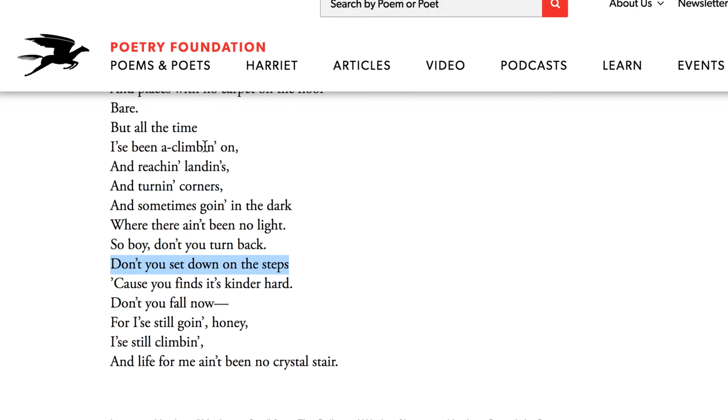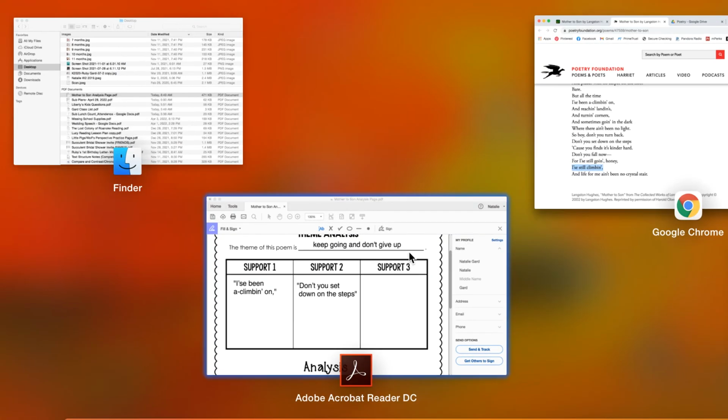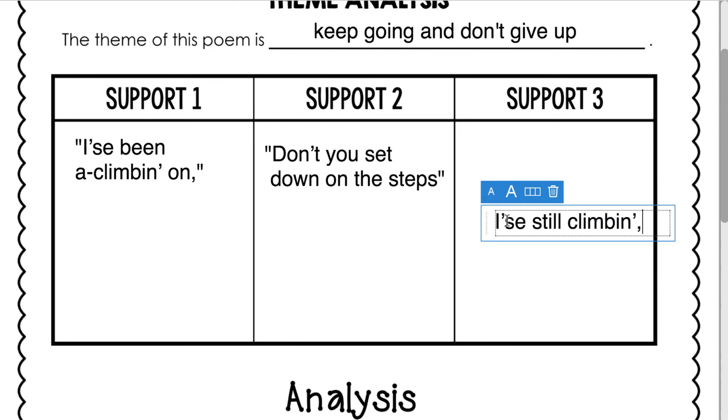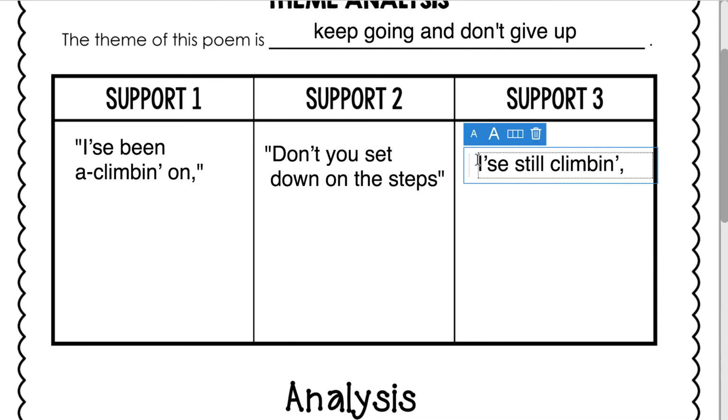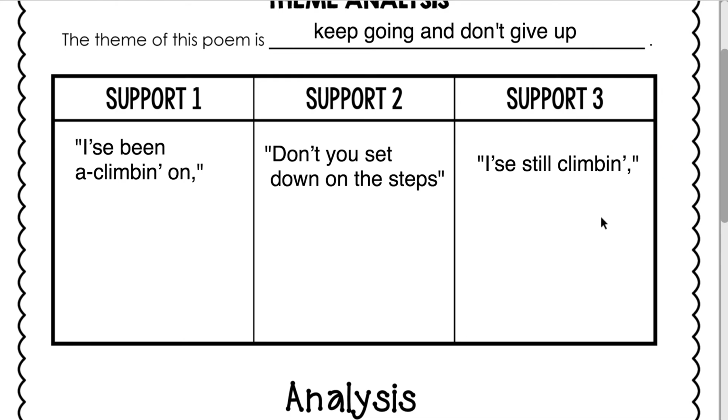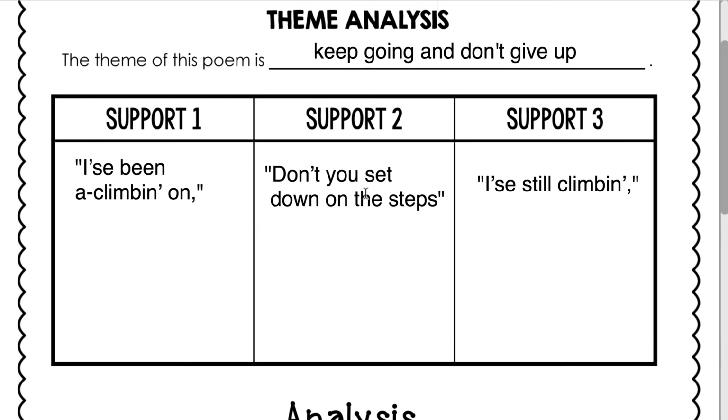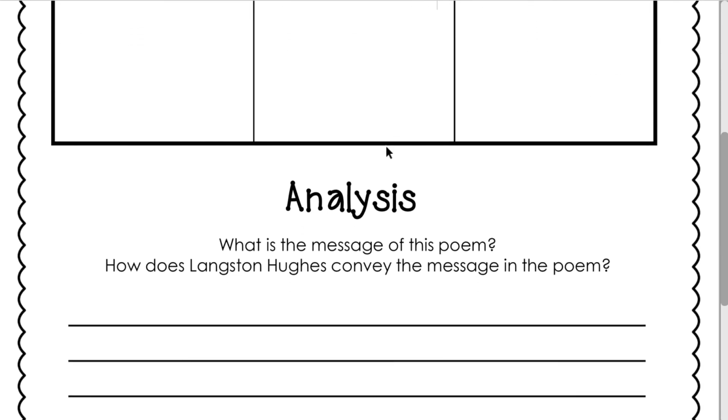You know, she says, "I've been climbing," and I think she says it again. "I'm still climbing." I'm not stopping. You're not stopping. So let's add that for our last piece of evidence. Now, if you came up with a different theme, then you might have different evidence to support it, and that's okay, as long as I can say, yep, this connects with this. "I'm still climbing." That says keep going. "Don't set down on the steps." That says don't give up. I'm still climbing, I'm still going, you've got to keep going. All of those things match up. They help support our theme of this poem.